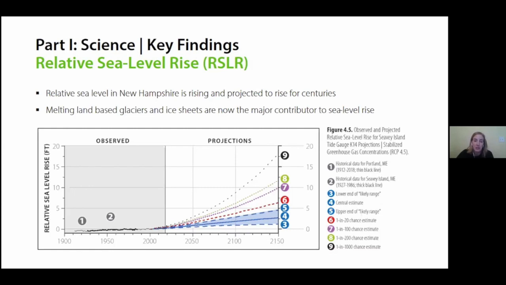The chart shows historic relative sea level rise from the Portland and Seavey Island gauges in the thick black line. It shows satellite relative sea level rise observations in the thin black line. And then it shows a range of possible future relative sea level rise if you assume that we follow a future scenario where global greenhouse gas concentrations are stabilized by the end of the century. That scenario is often referred to as representative concentration pathway, or RCP 4.5.